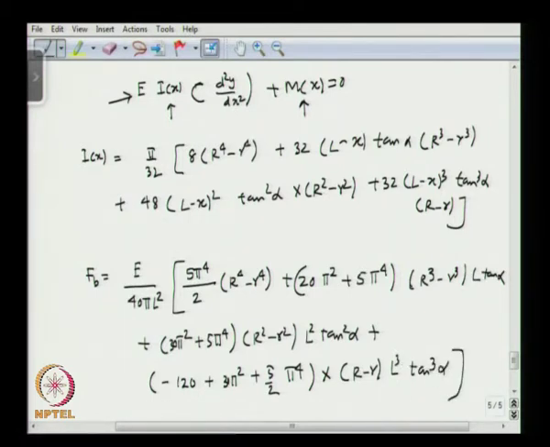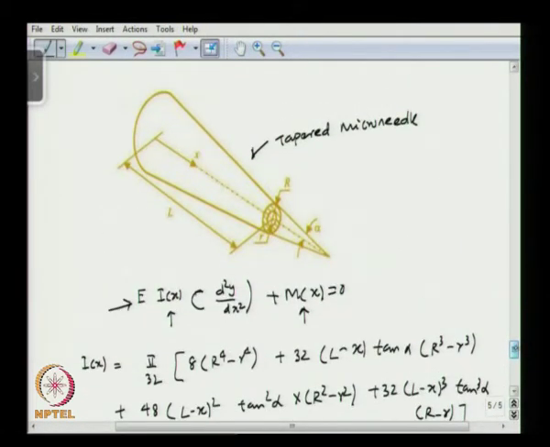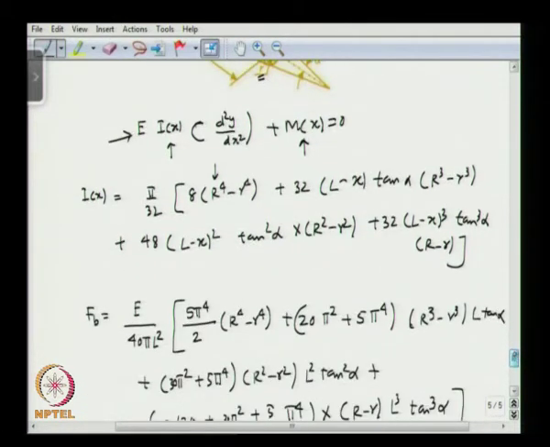Okay. So, this is the expression for the buckling force for this microneedle. L is the typical length of the microneedle, capital R is the outer radius of the microneedle at the tip. So, this is the tip. Capital R is the outer radius and small r is the inner radius and alpha is the taper angle. Okay. So, with that you can get an expression for moment of inertia and the buckling force.